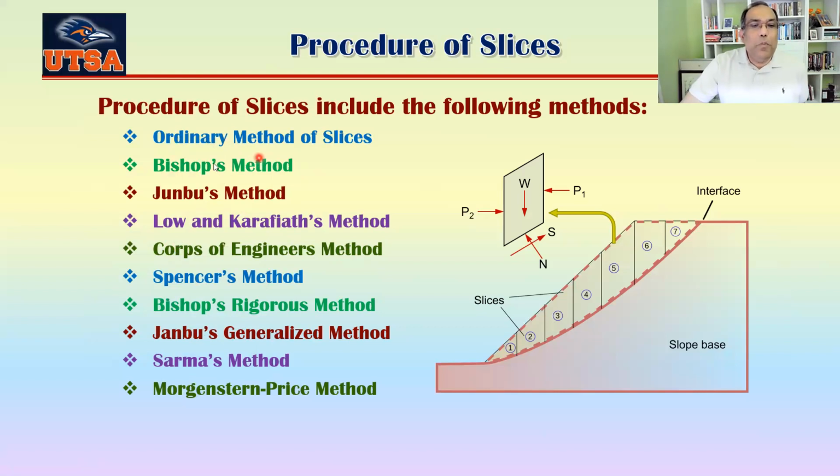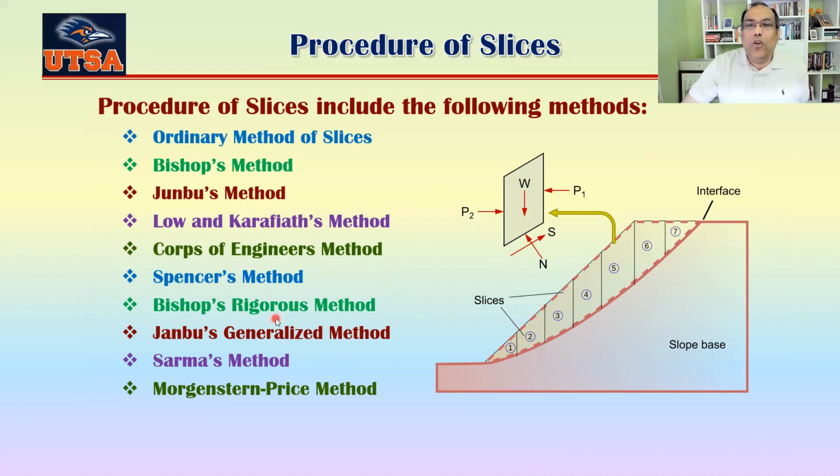Let's say the ordinary method of slices, Bishop's method, and I'll also talk about the Corps of Engineers method. These are the 3 easiest methods that you can do by hand calculation. Again, some of the other methods cannot be done by hand, but they are very, very easy to do with finite element software, okay? So we'll talk a little bit about all the methods here.